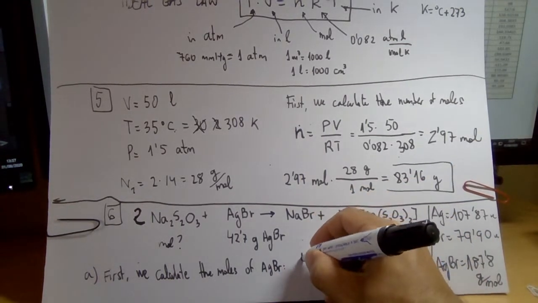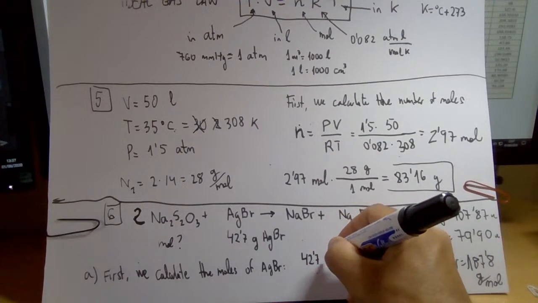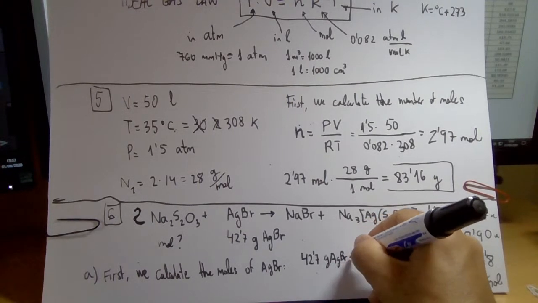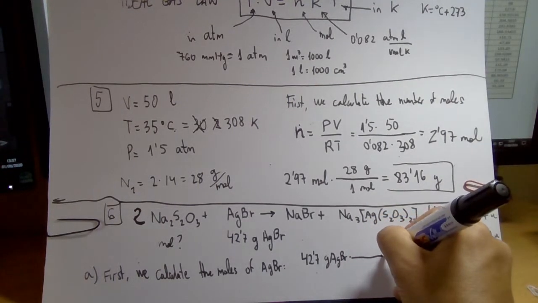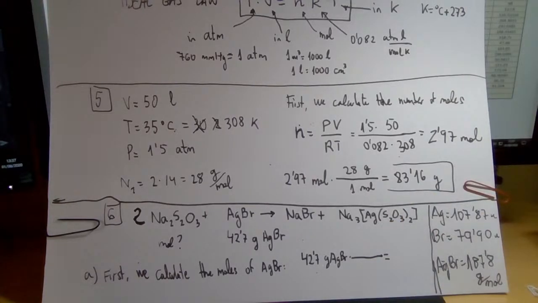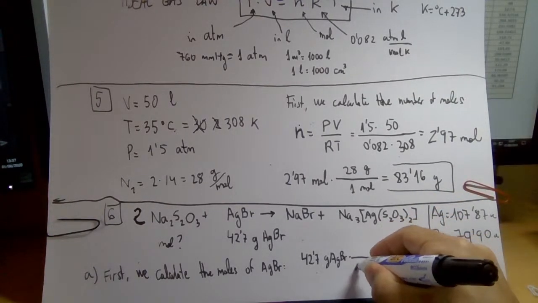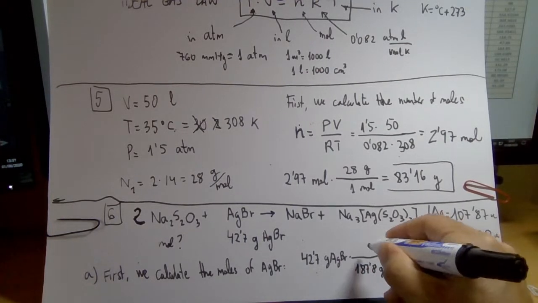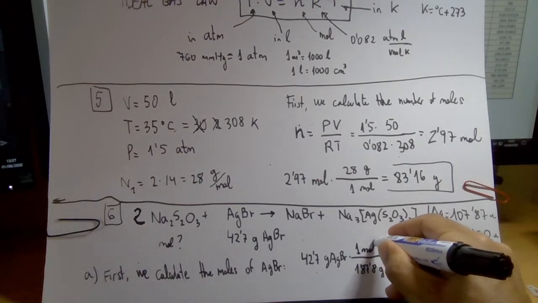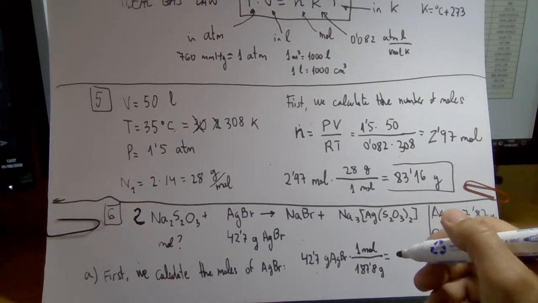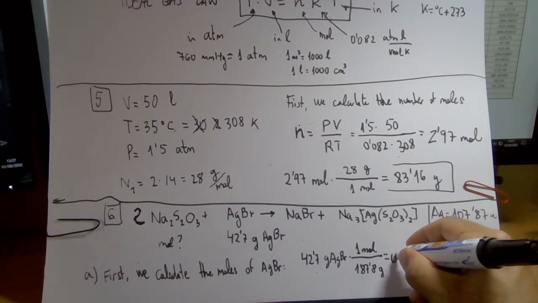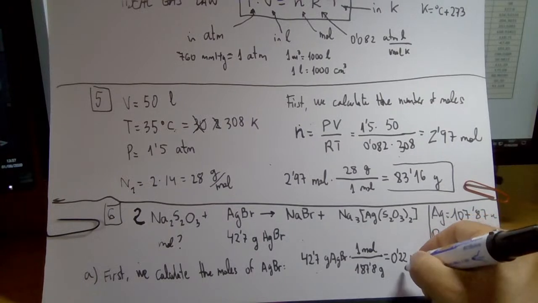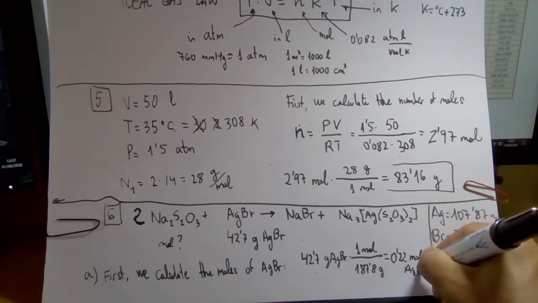Okay, let's go. We have 42.7 grams. Okay, got it. 187.8 grams per 1 mole, which equals 0.22 mole of silver bromide.